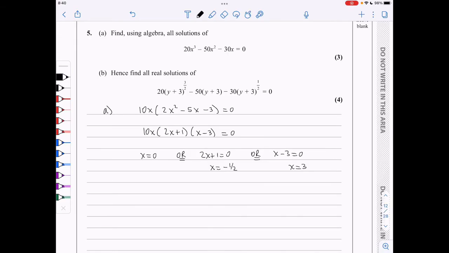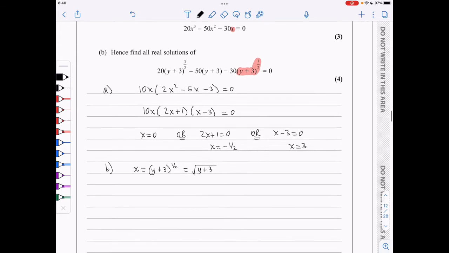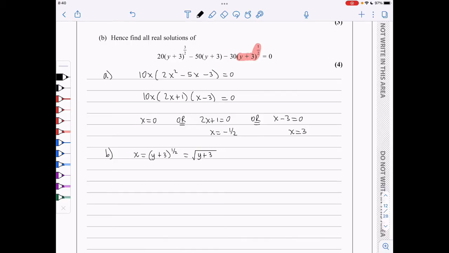Now B, hence find all real solutions of this equation here. We need to realize here that x has become y plus 3 to the half. So this is the connection between A and B. So x is y plus 3 to the half, which is the root of y plus 3. Now we know that the square root will always be positive.